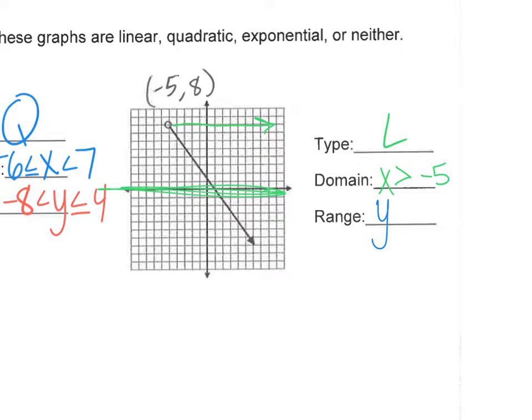Then for my range, it goes all the way up the y-axis to 8. And then fills in the rest of the y-axis by going down. So on the y's, if I go down, that's 7, 6, 5, 4, 3, 2, 1, 0, -1, -2, etc., which means it is getting less than, and the bubble is still empty, so I do not put a line under the inequality.